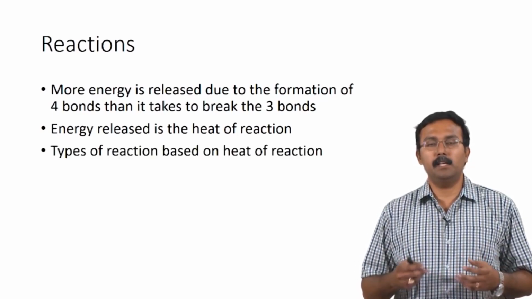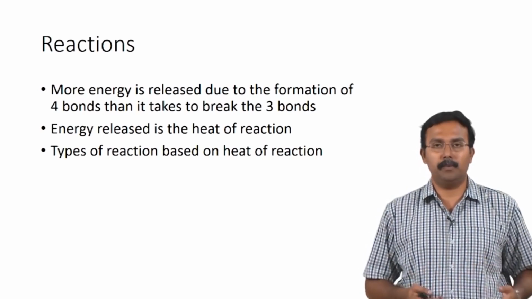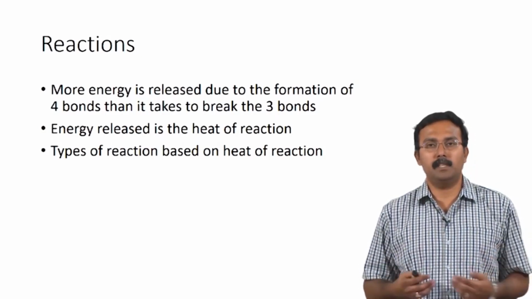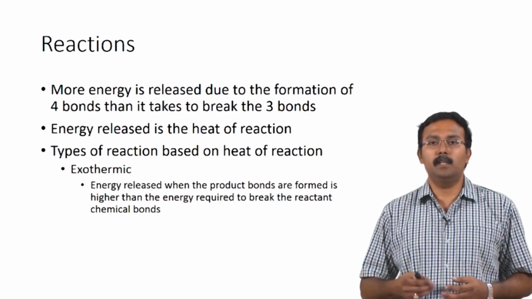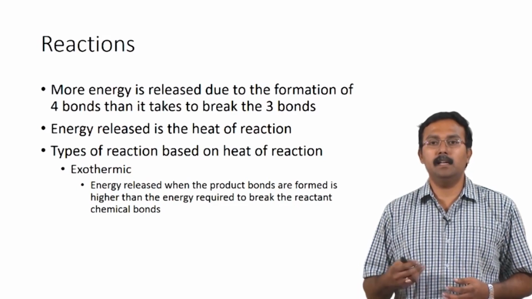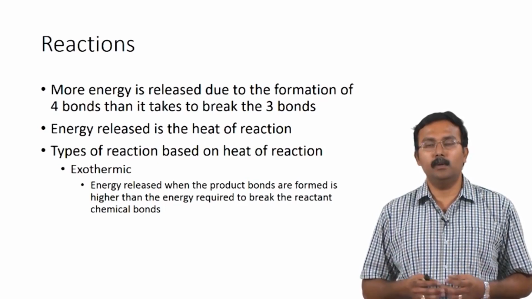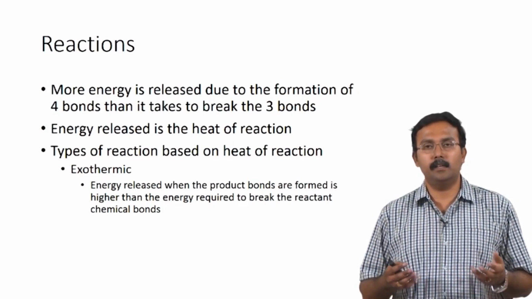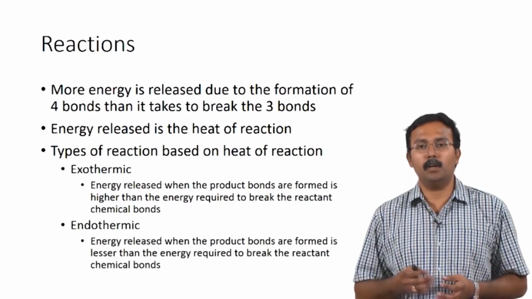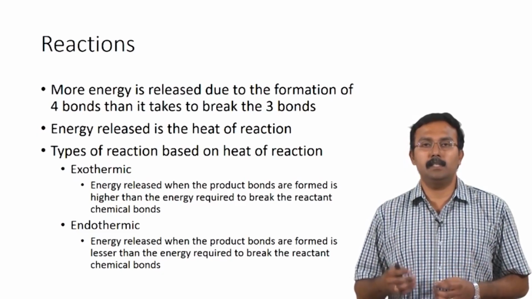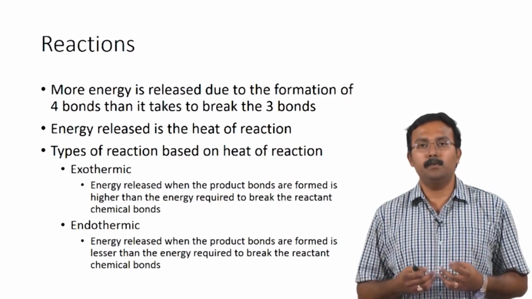Types of reactions based on heat of the reaction. So, based on the heat of the reaction you can classify the type of reactions. This is the classification which all of us are familiar with. We have exothermic reactions, where the energy released when the product bonds are formed is higher than the energy required to break the chemical bonds for the reactants. So, for this you have energy being released, heat is released usually, and you also have endothermic reactions, where the energy released when the product bonds are formed is lesser than the energy which is required to break the reactant chemical bonds. Now, these are the 2 types of reactions which we would be looking at.